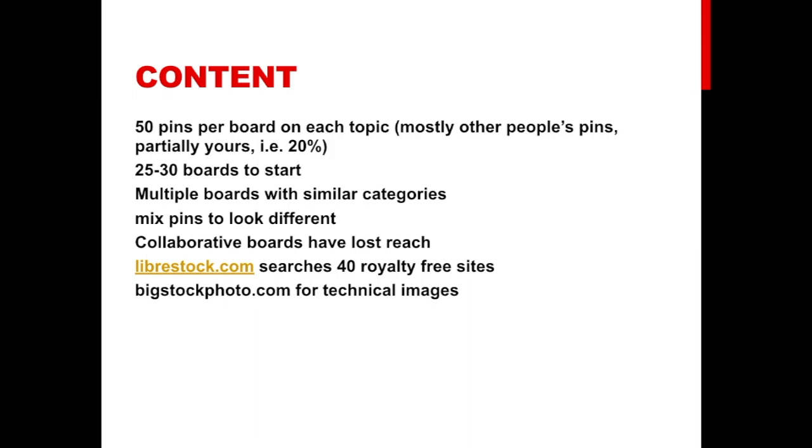So let's talk about some more best practices. It's good to have around 50 pins per board on each topic. You can start with like 25 to 30 different boards. It's okay to have multiple boards with similar categories. And you want a good mix of pins within each board. Don't make it look redundant.